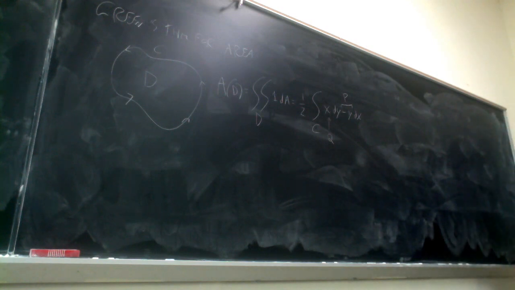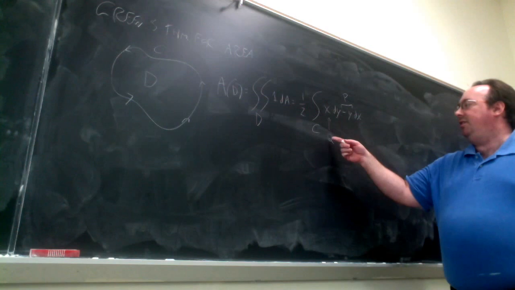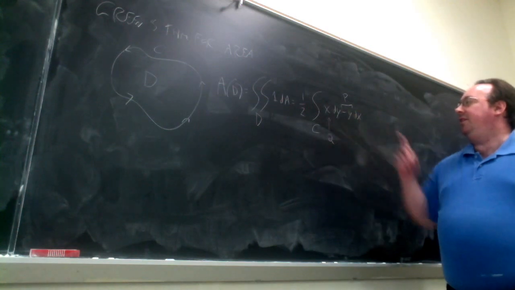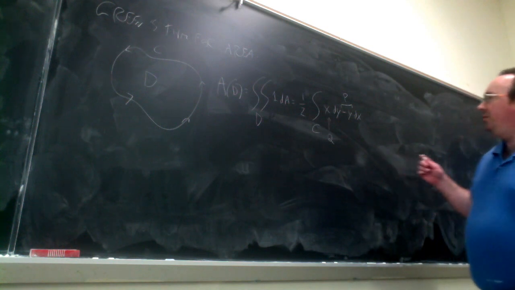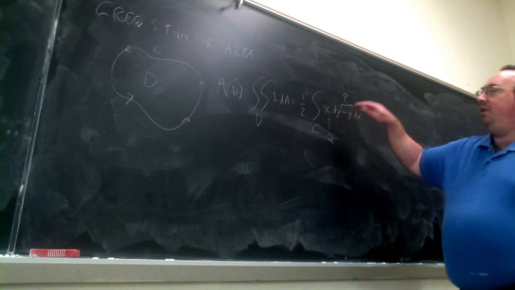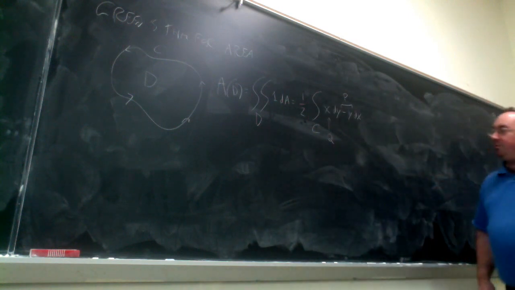Because then you take dQ/dx, which is equal to 1, minus dP/dy, so that gives you the integral of 2 over 2. So this is just using Green's theorem backwards.